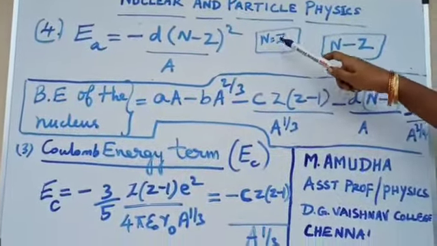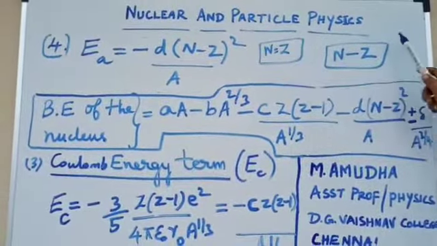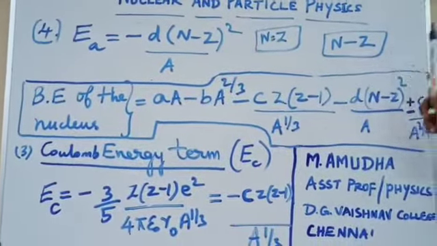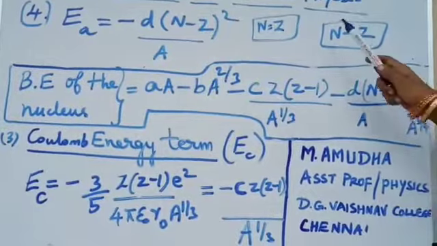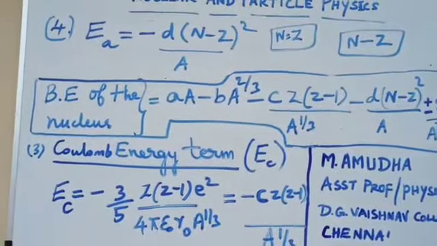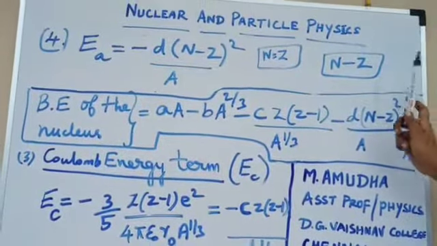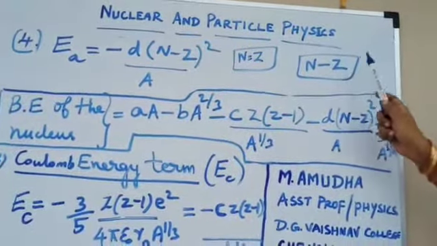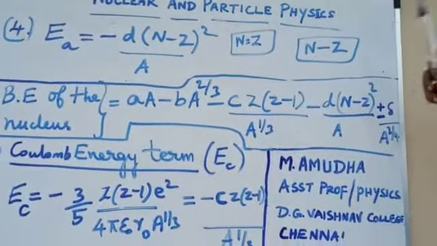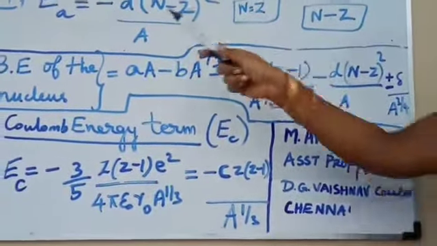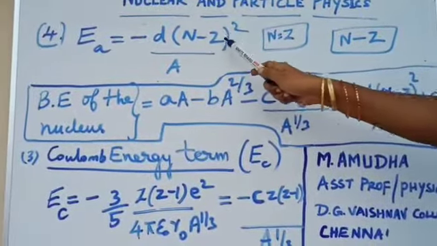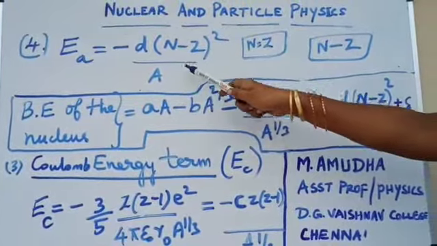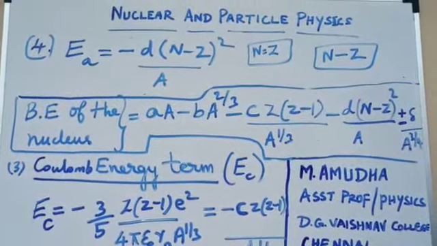Any departure from this, that is if n minus z, the number of neutrons, is found to be greater compared to the number of protons, then definitely the nucleus is not stable. So lack of symmetry arises, which leads to a decrease in the binding energy of the nucleus. That's why we are using the negative sign, and the asymmetry energy is found to be proportional to (n minus z) the whole square and inversely proportional to A.